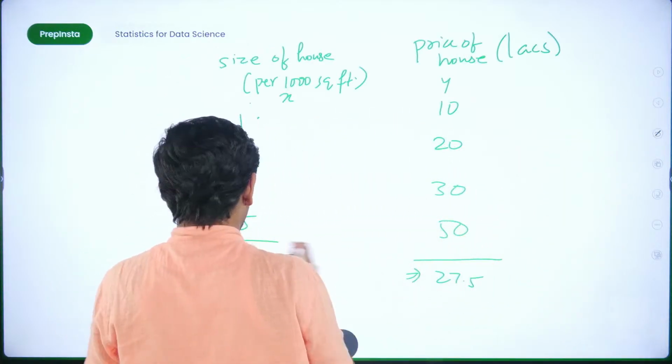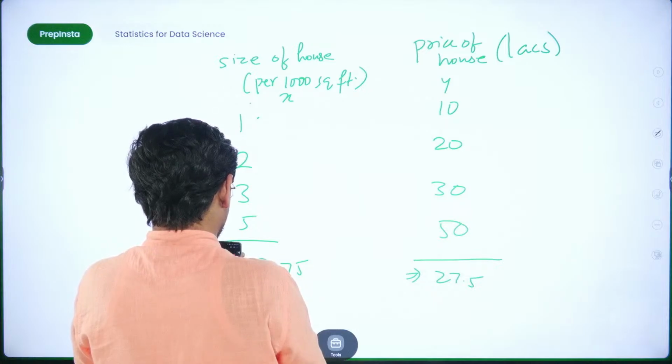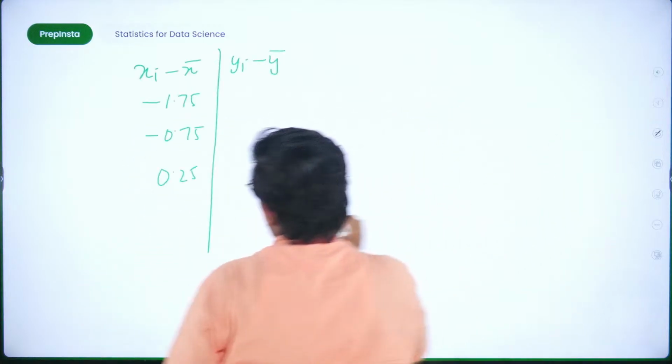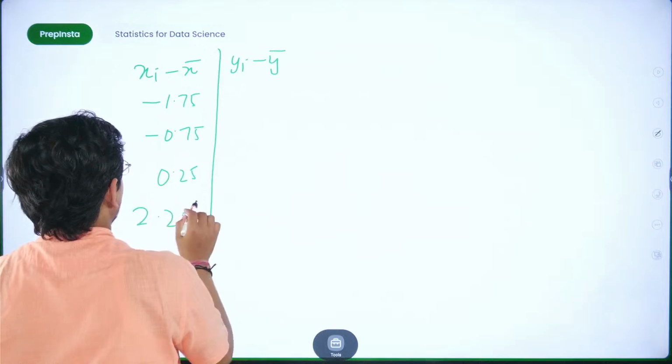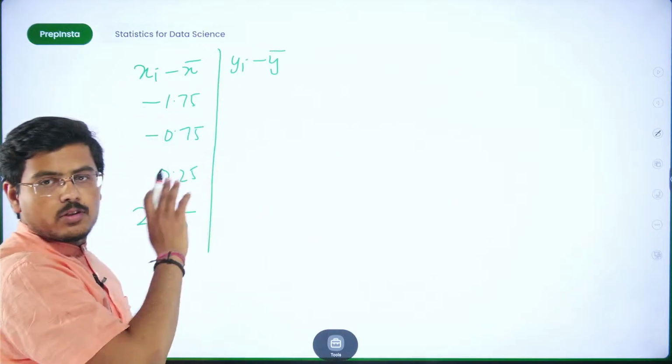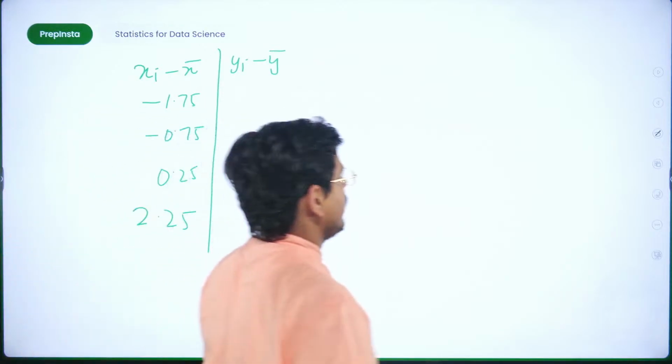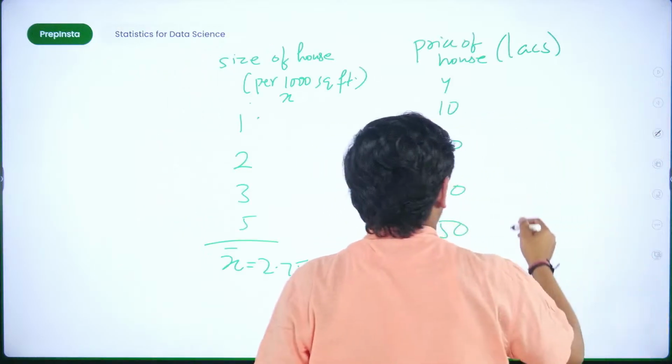5 minus 2.75 becomes 2.5. 0.25. Fine. So finally, I don't see them cancelling out. I am very happy. Oh my god, I cannot tell you how happy I am right now.